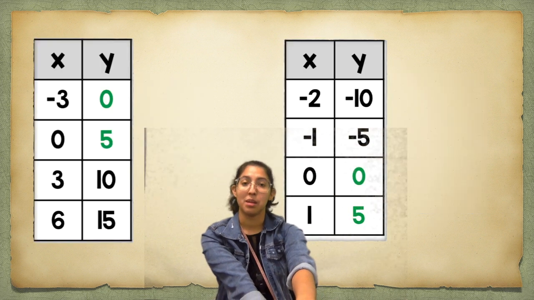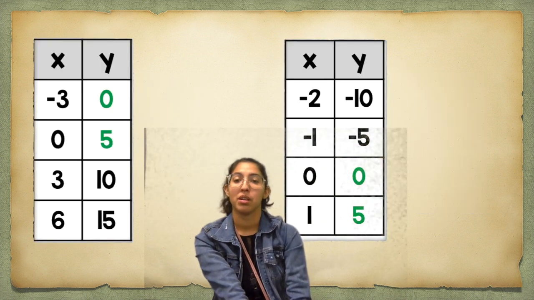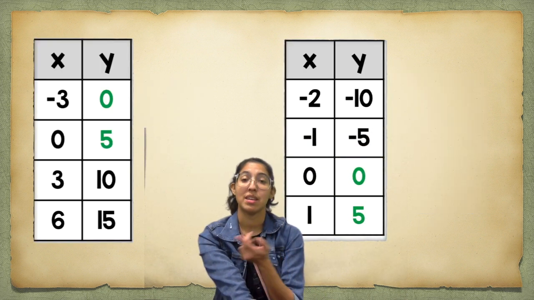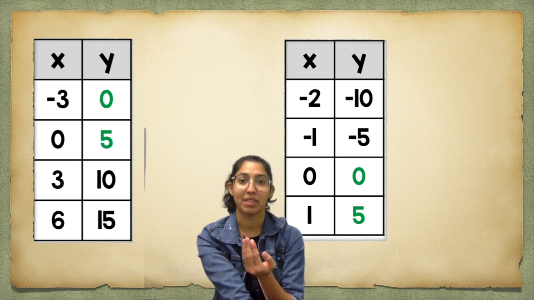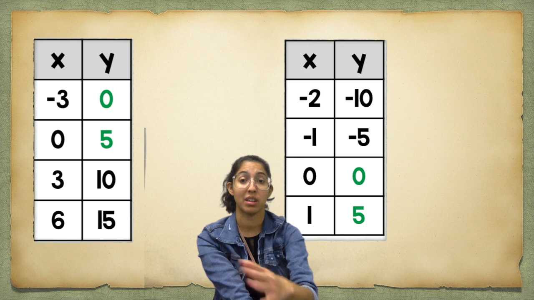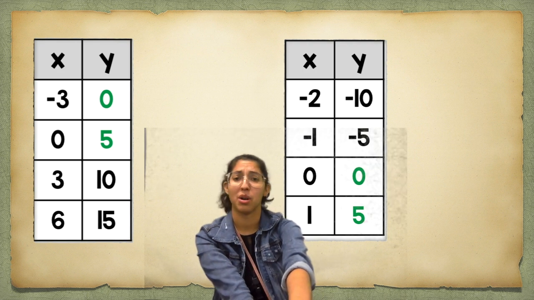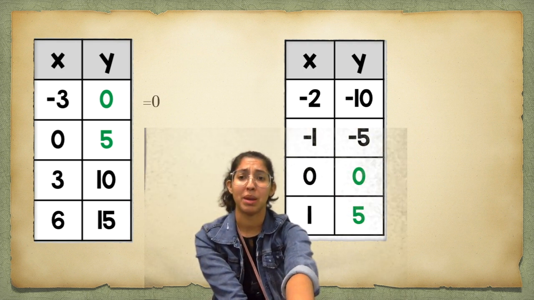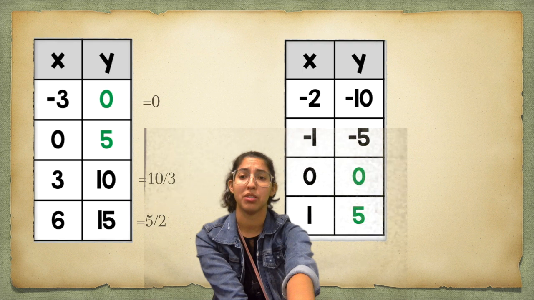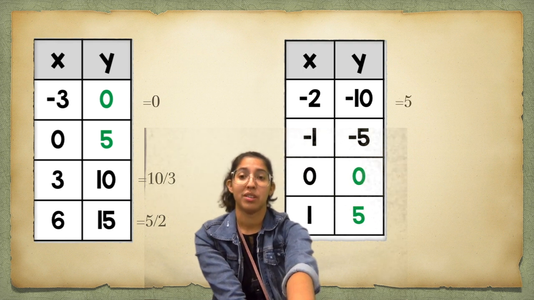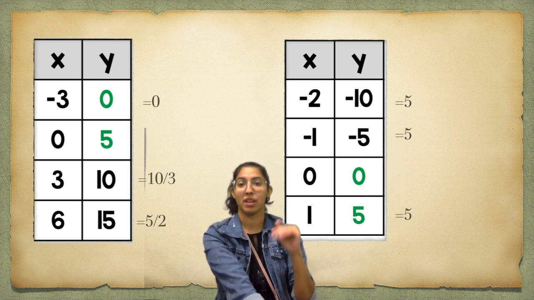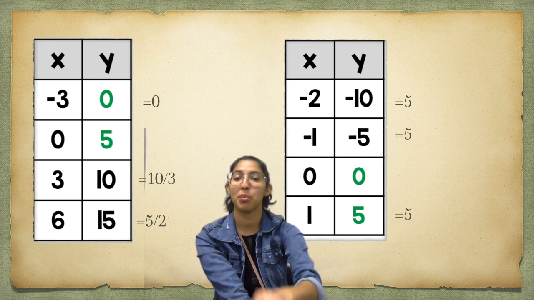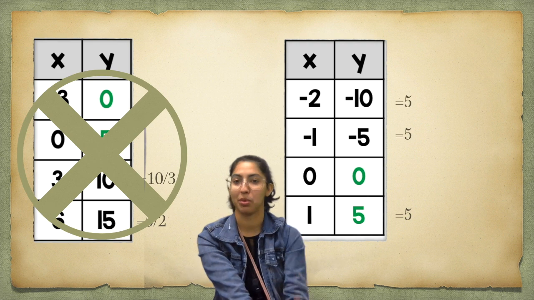So next, tables. Again, if we look already, we can see the first one does not go through (0, 0), so automatically that makes it not proportional. However, what if we're not given our 0 or our y-intercept? We want to make sure, so we're going to go through each one. So 0, 10/3, 5/2, those are not the same, but on this other table, I get 5 every single time. So that would make the second table proportional. The first table is not proportional.